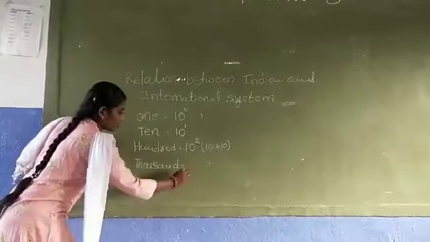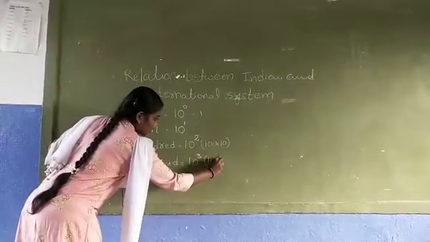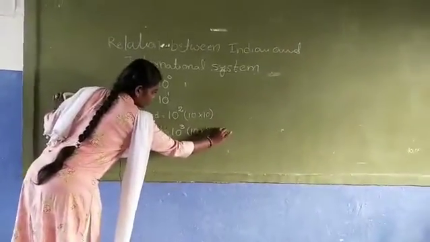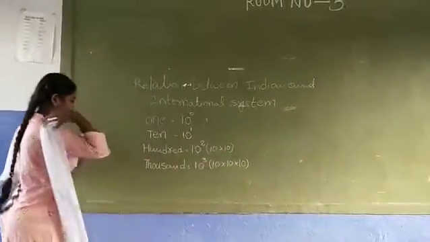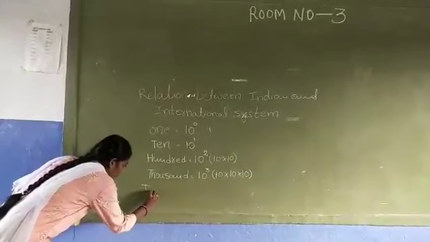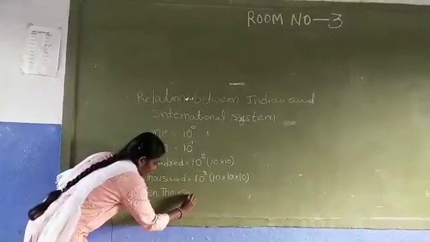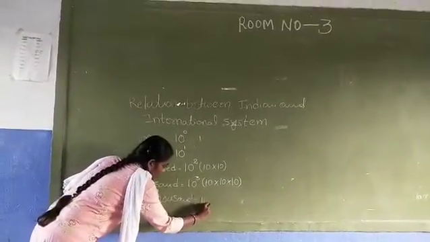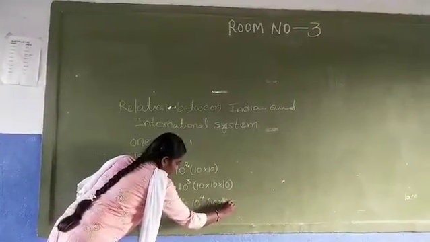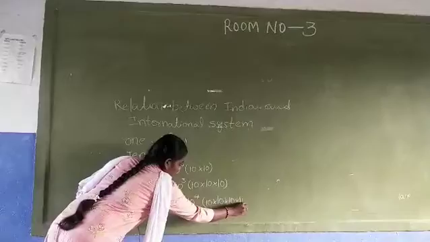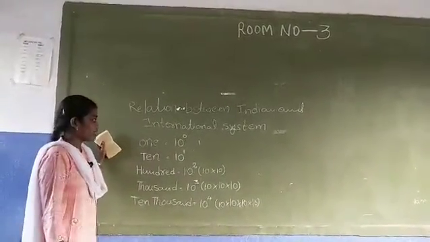1000, that is 10 cube. 10 into 10 into 10. 10 times 10 is 100, 100 times 10 is 1000. 10,000 is 10 to the power of 4. Like this. Up to this, both are the same in the Indian and international systems.